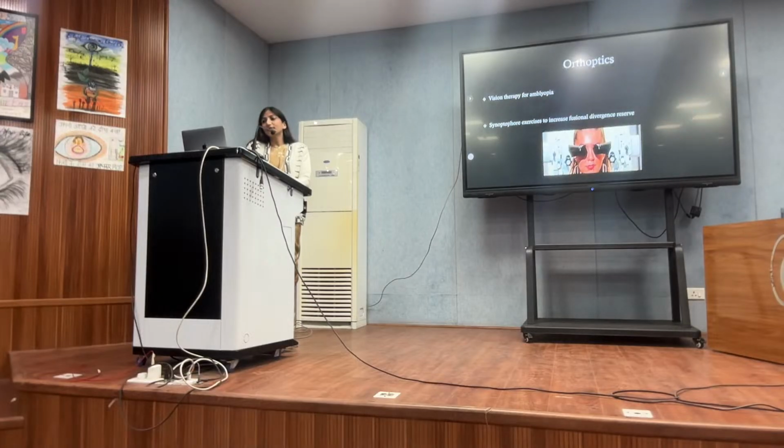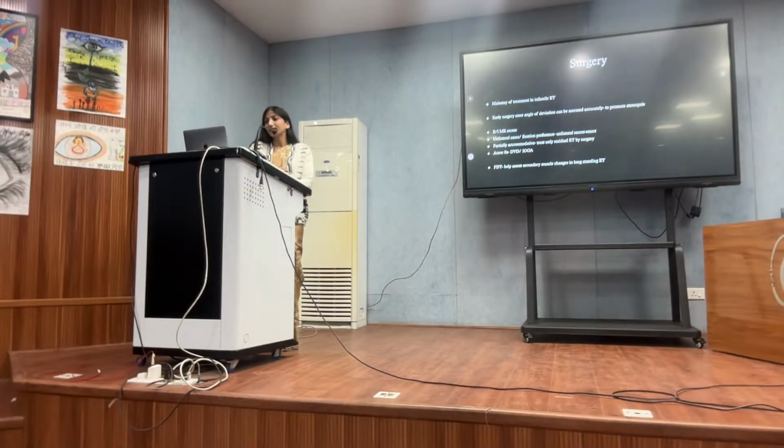Orthoptics are important. It has a role for amblyopia management as well as to increase the fusional divergence reserve. And surgery is the mainstay of treatment in infantile esotropia. Surgery can be done as early as 6 months, but should be done between 6 months to 2 years so that you have some amount of peripheral fusion present in these children to maintain binocularity.